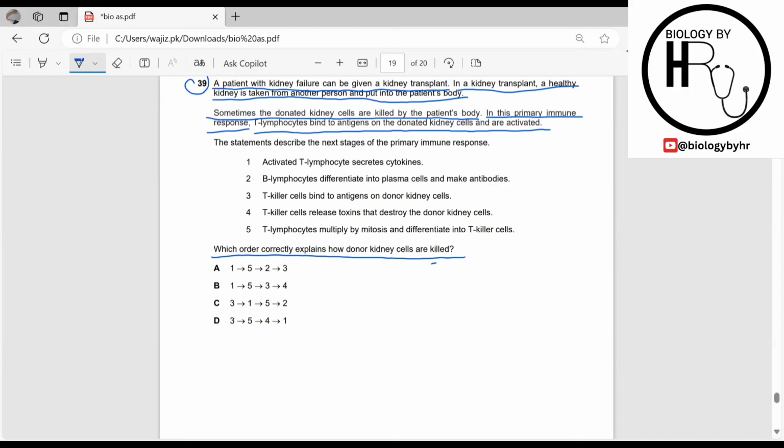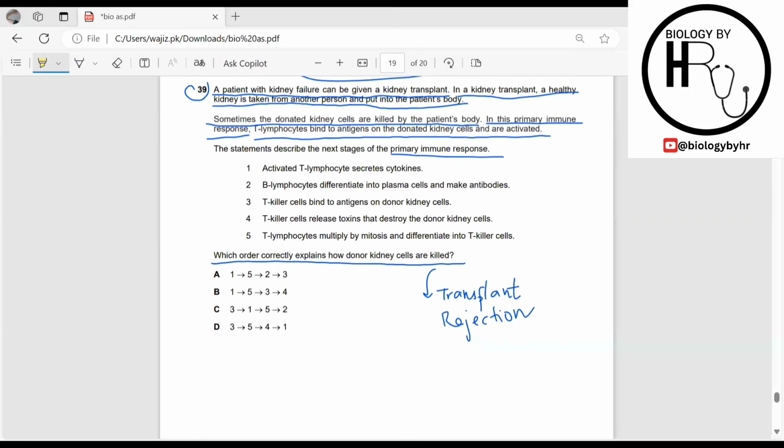So this basically is the question about the transplant rejection. And over here they are also talking about the primary immune response. We know that as the T lymphocytes bind to the antigens on the donated kidney cells and are activated, the next step is that the activated T lymphocytes then secrete the chemical which is known as the cytokine.